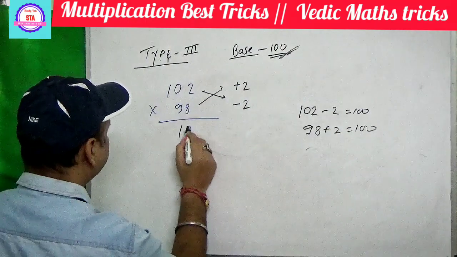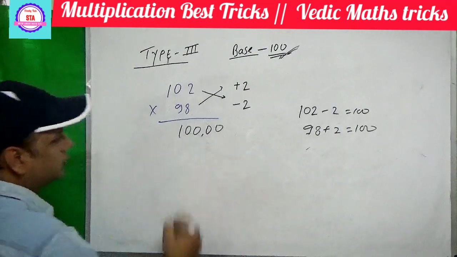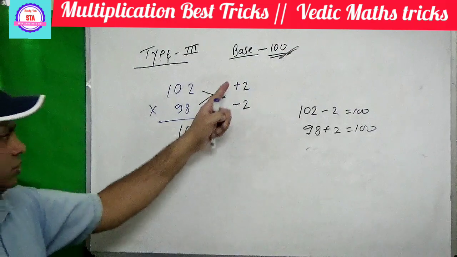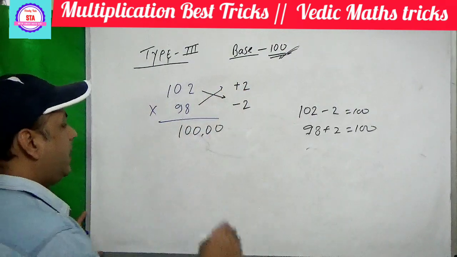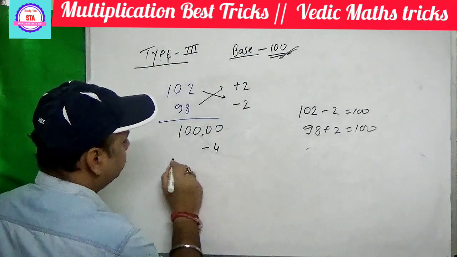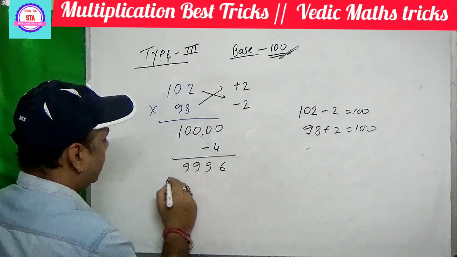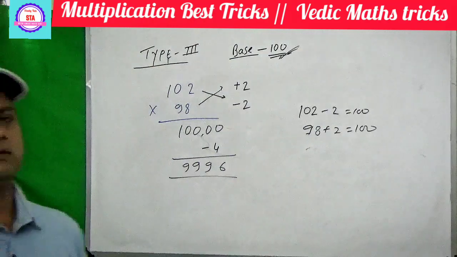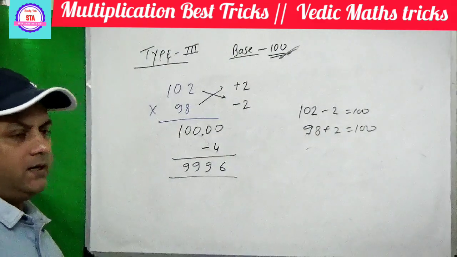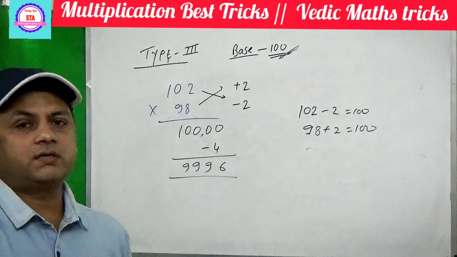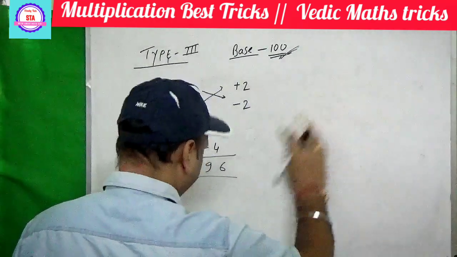Write down 100, and also write 2 zeros, additional zeros. Then 2 into minus 2, that is minus 4. Write down minus 4. 9, 9, 9, 6. This is the resultant answer. That is, when you multiply 102 to 98, your answer is 9996. Take some more examples.